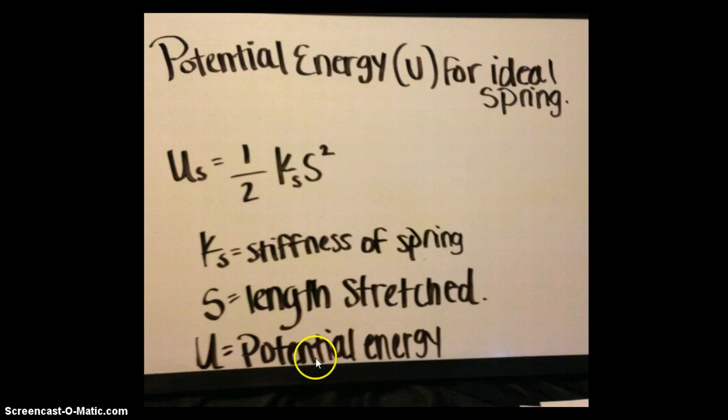I first wanted to start out with an easy one just to show that I knew what the concepts were and what the units were. So on the first slide, we have potential energy for an ideal spring. U stands for potential energy, and we have an S here because it's for the spring. Ks stands for the stiffness of the spring, and S stands for the length the spring is stretched.